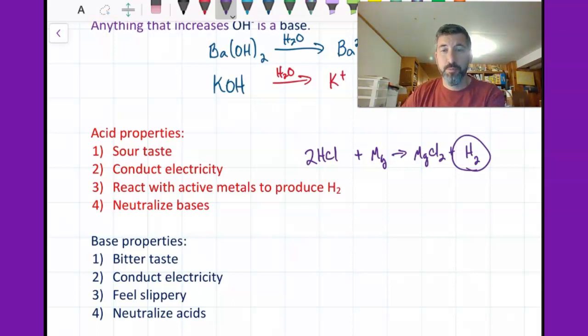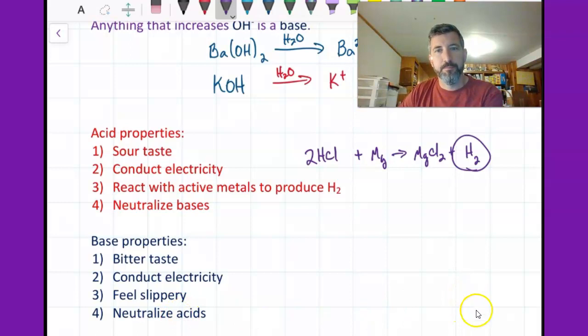Soap, if you've ever had your mouth washed out for using bad language when you were a kid, that tastes extremely bitter. It's disgusting. That's why it's a punishment, because soap is basic. And if we bump down 2 spots here, soap feels slippery. Also tells you that soap is a bit basic.